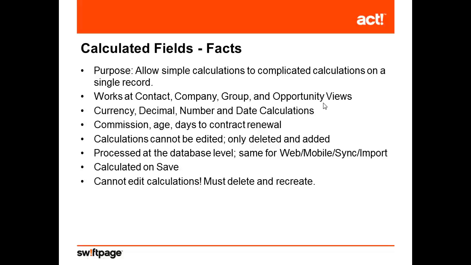calculations. Good examples of this are calculating a commission, calculating someone's age based on their birth date, or days to a contract renewal. Note the calculations can't be edited. They can only be deleted and added. They're processed at the database level, and what this means is that it doesn't matter so much how they get added into Act. No add-on software is required. There's nothing fancy that we have to do. As soon as the information is in the database, calculated fields are updated.